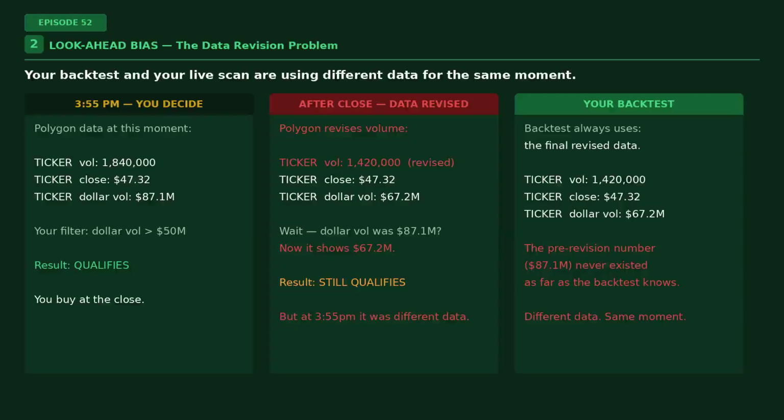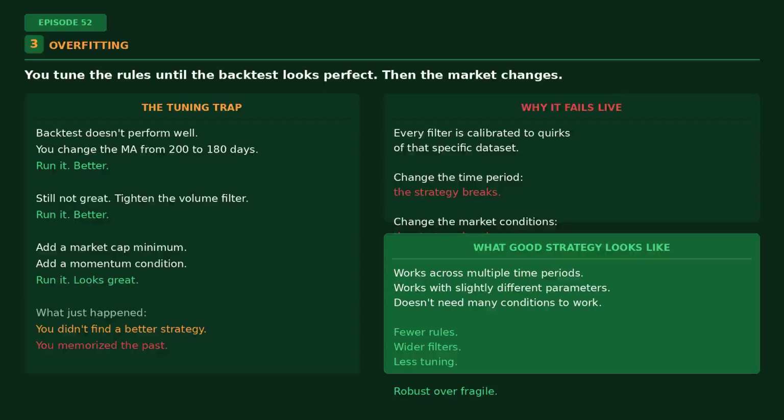This is exactly what happened in my cold open. The stock that fell off my scan after the close, my backtest tested it on revised data. My live scanner ran on pre-revision data. The backtest and the live trade were literally working with different numbers for the same moment in time. Reason 3, overfitting.